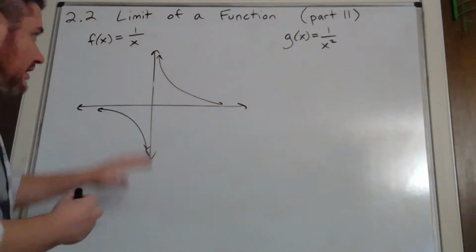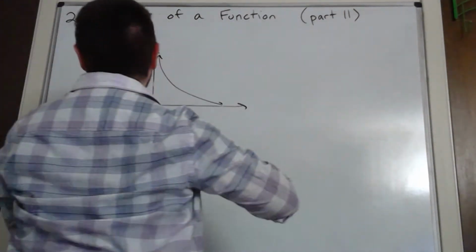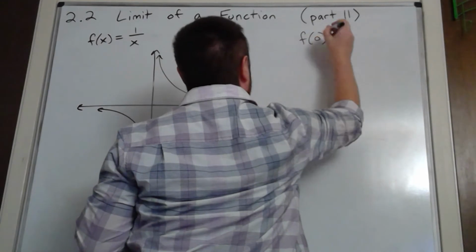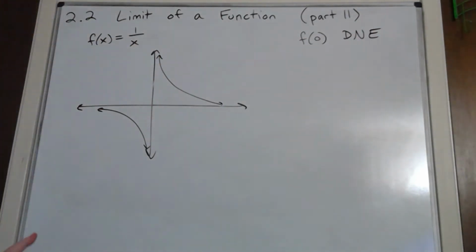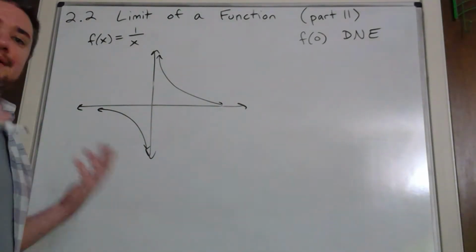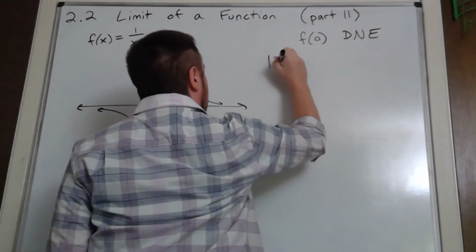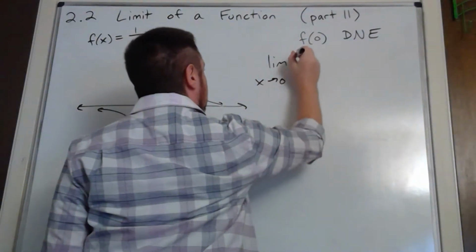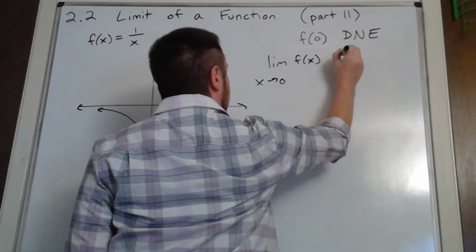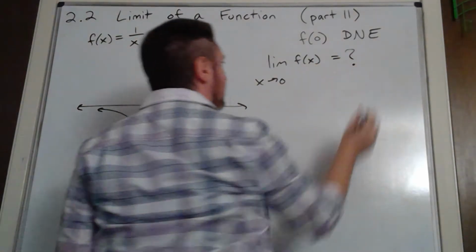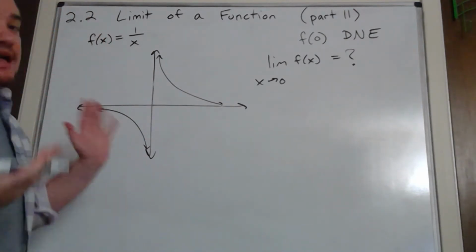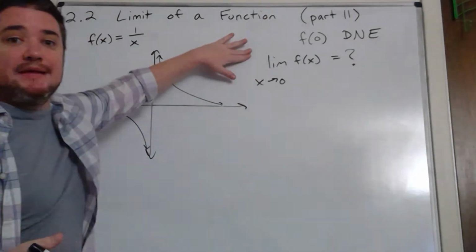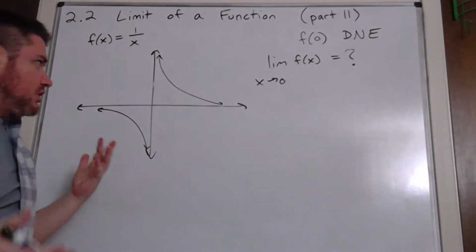Okay, so I'll come back to g. Let me get rid of that. First of all, just to be clear, f of 0 does not exist. This function does not have a y-intercept, so f of 0 does not exist. Can I talk about the limit, though, as x approaches 0 of my function? We saw in the previous video, the previous examples, that it's possible that the function value might not exist, but the limit still could. So let's just talk our way through this.